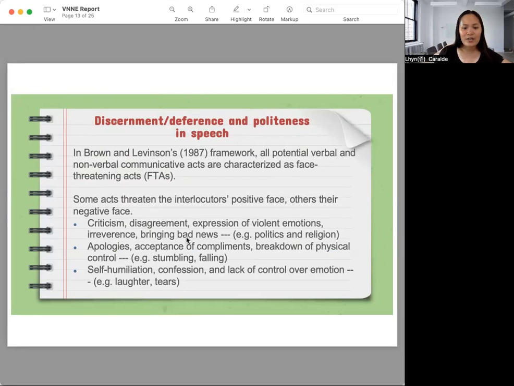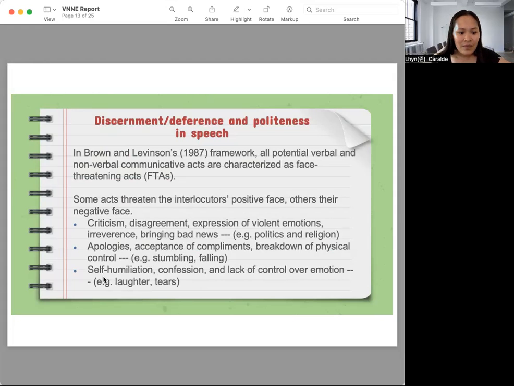So we know that the person criticized or disagreed with the news or the statement according to how the person looks. Now, next one, we have the apologies, the acceptance of compliments, breakdown of physical control. Example of this is stumbling or falling.